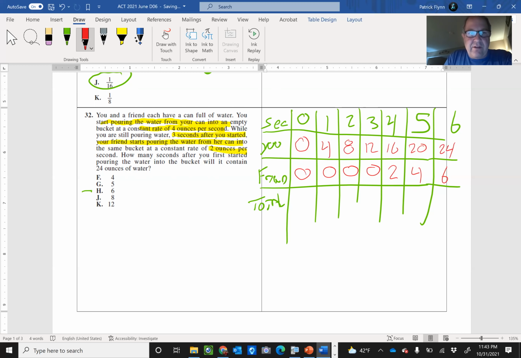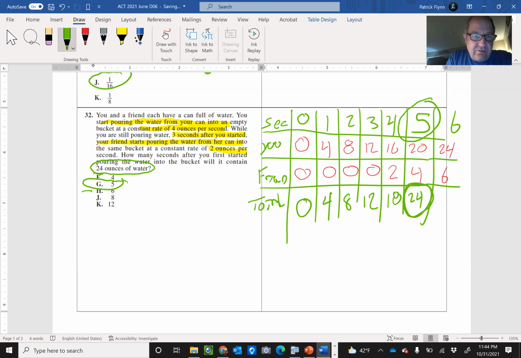If we go ahead and figure out the totals now, this column totals would be zero. At 1 second, there's four. At 2 seconds, there's eight. At 3 seconds, there's 12. Again, we're trying to wait until we get to a total of 24. Here there are 18. Here there's 24. Oh, I'm just gonna stop there. We got the 24, and that happened at 5 seconds. So the answer is letter G.